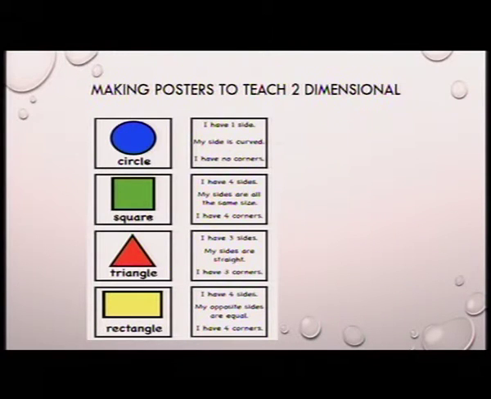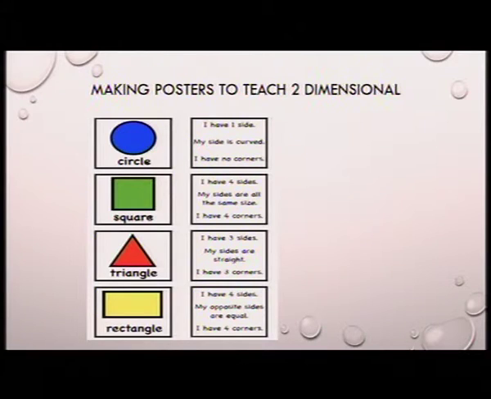And the other one is a triangle, for example. I have 3 sides. My sides are straight. I have 3 corners. So they must draw these 3 sides with 3 corners. And all the sides are equal. Now, if all the sides are equal, that means that this is a different type of triangle. And then you can name that.